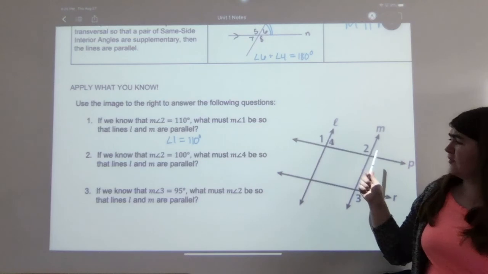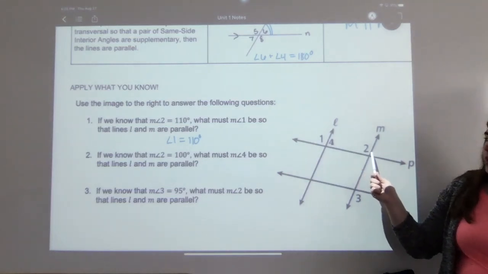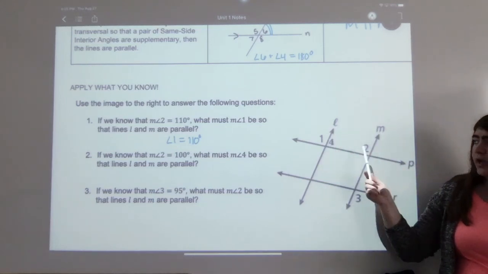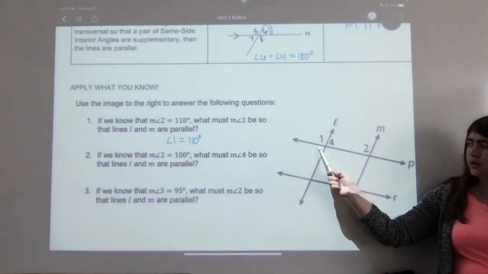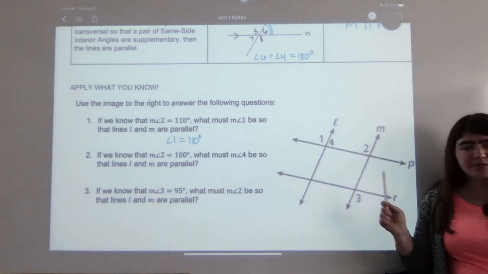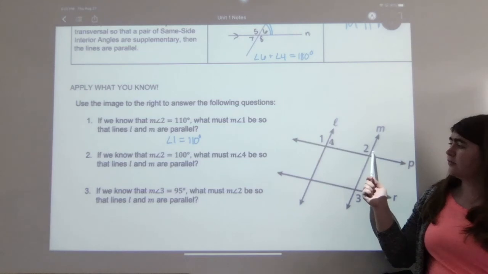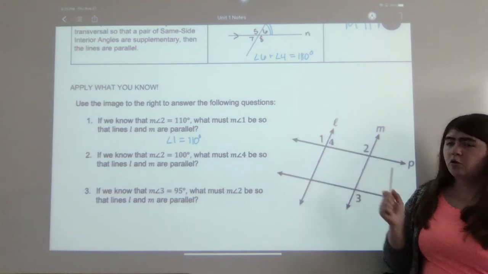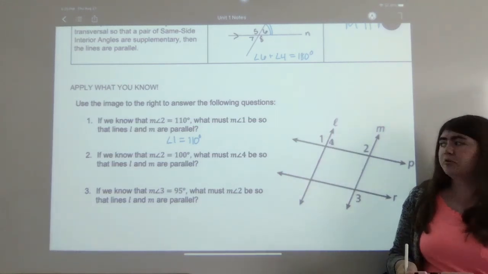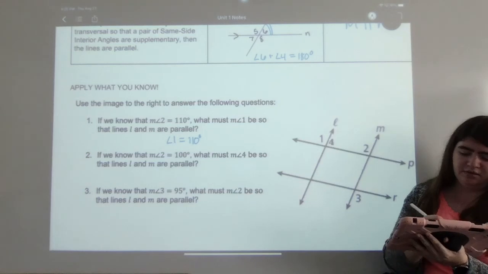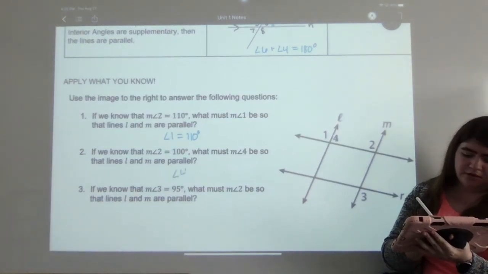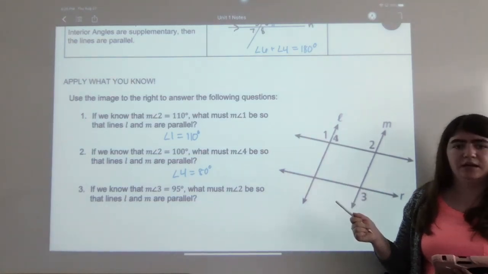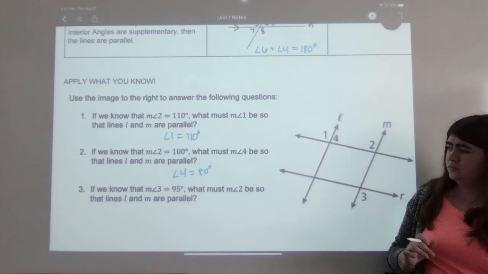All right, number 2. If we know that the measure of angle 2 is equal to 100 degrees, what must the measure of angle 4 be so that the lines L and M are parallel? Okay, well these are on the same side of the transversal, and they're between the parallel lines. So I have same side interior angles here. So in order for these 2 lines to be parallel, 2 and 4 have to be supplementary. So if 2 is 100 degrees, then angle 4 must be equal to 80 degrees because 80 plus 100 is 180 degrees.